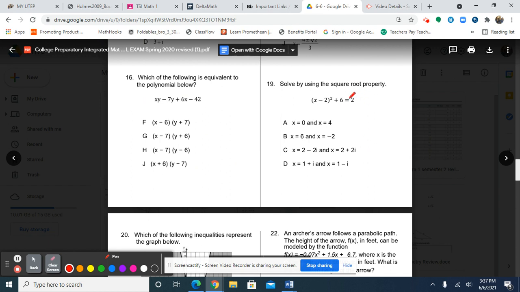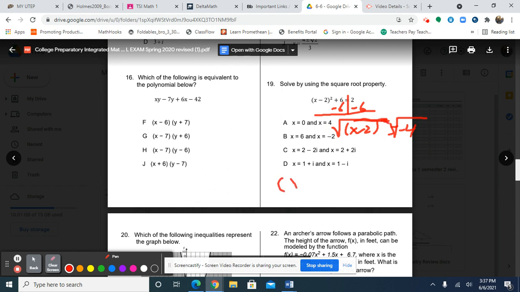Now, for number 19, we're going to solve. First thing we want to do is leave the squared part by itself, so we're going to subtract 6. 2 minus 6 is negative 4. And now we want to get rid of the square by taking the square root of both sides.